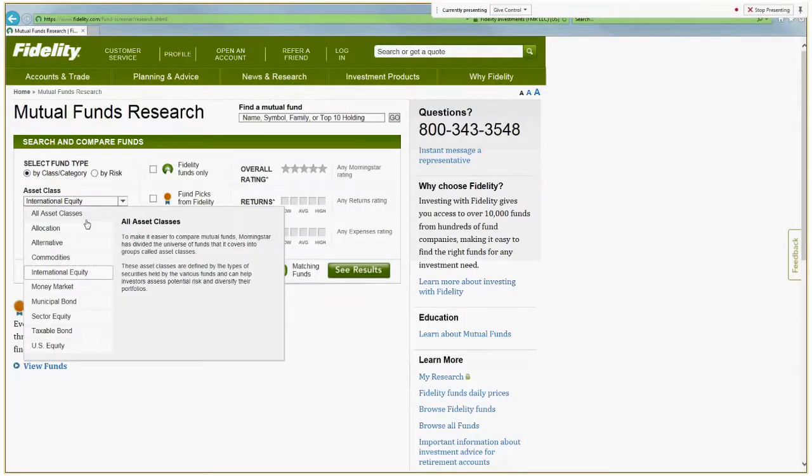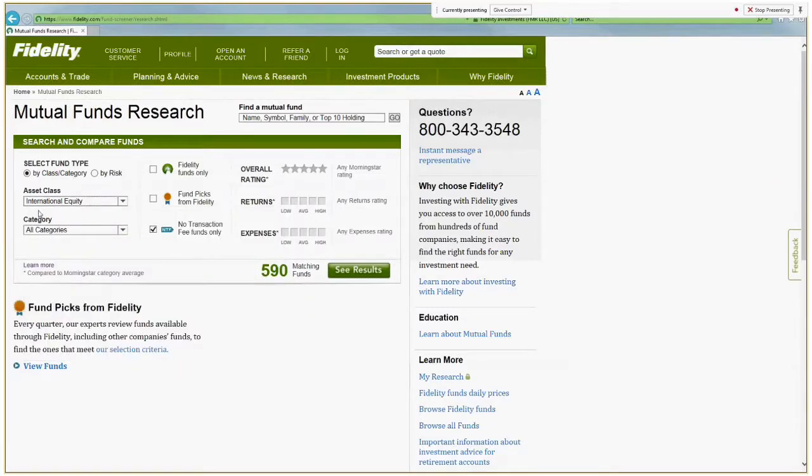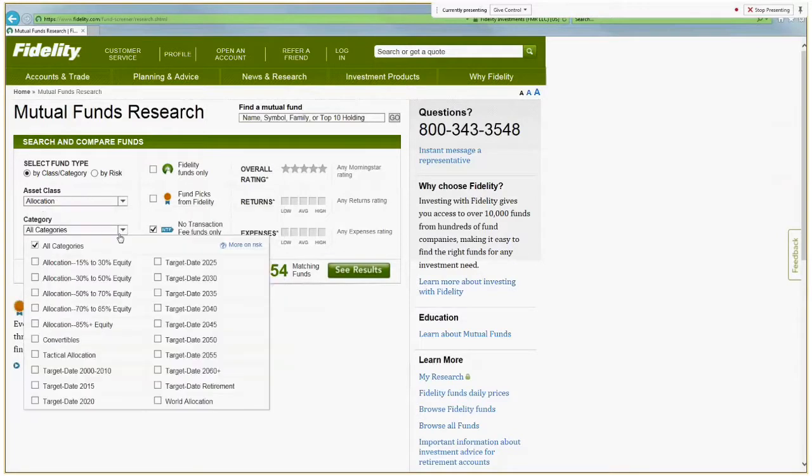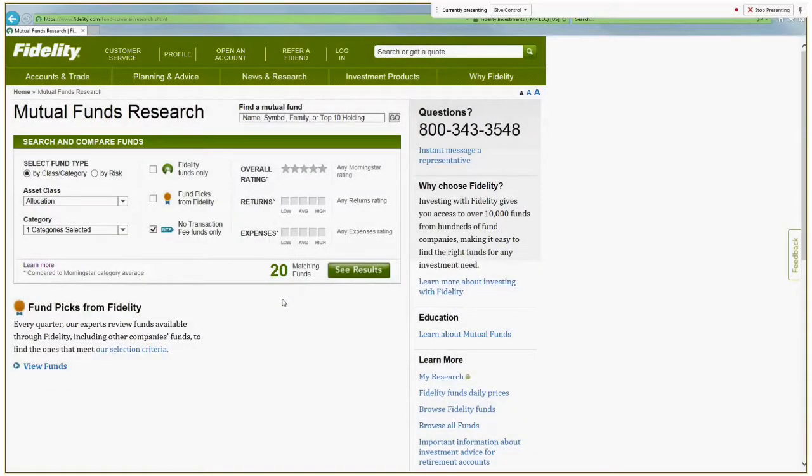Now, when we go through, for example, we're going to select the allocation, and we'll say we're shooting for a target date of 2050. What this is going to do is show all the funds that currently have the no transaction fee.